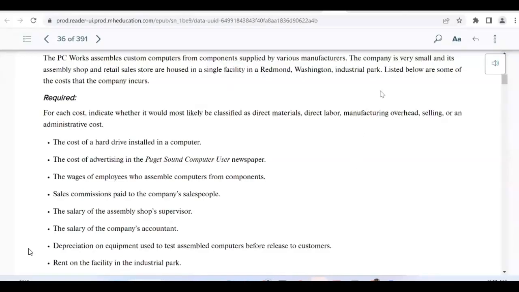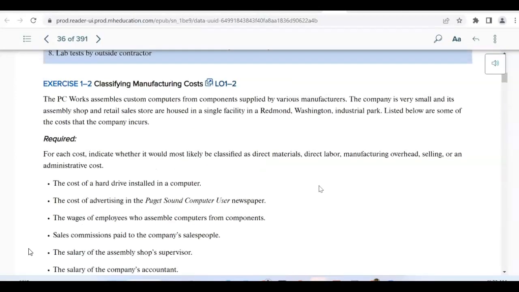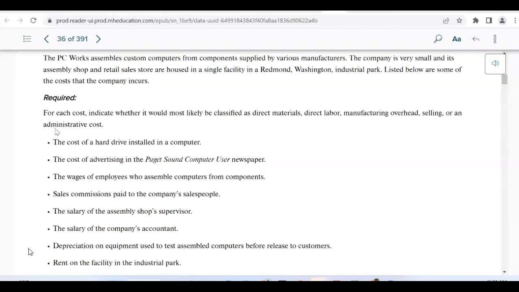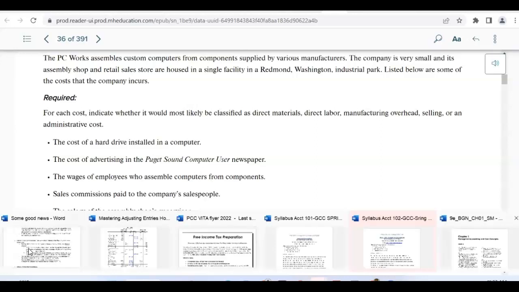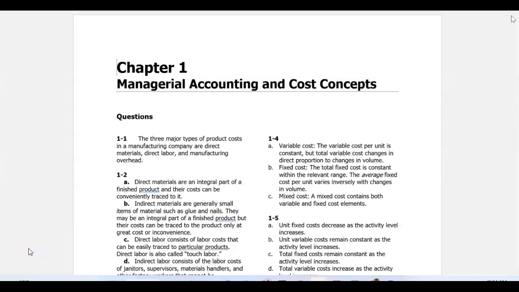So I'm sharing my screen now again. And here is the exercise 2. And it says, tell us which one is direct material, direct labor, manufacturing overhead, selling, or administrative costs. So I have the answers here for you. Let's see if I can find them.